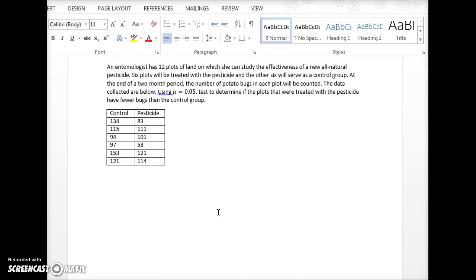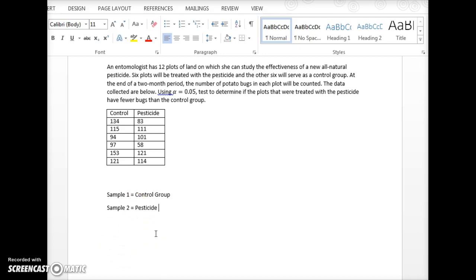an entomologist has 12 plots of land. 6 are treated with pesticide and the other 6 are a control group. At the end of a 2-month period, the number of potato bugs on each plot will be counted. And here's the data. I put it into a table, and we want to test whether the plots that were treated with pesticide have fewer bugs than the control group. So we will call the control group sample 1. Sample 2 is pesticide, the treated group.